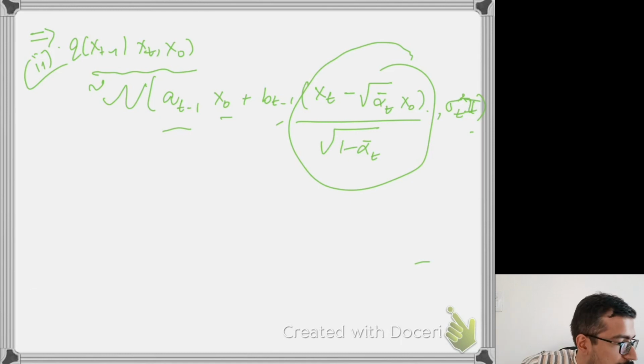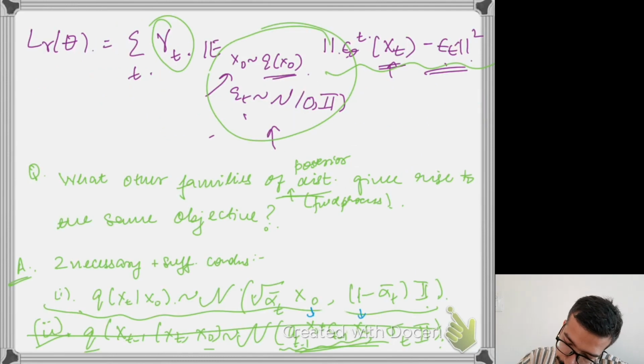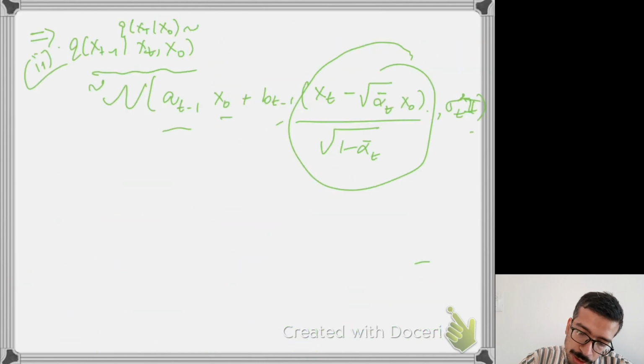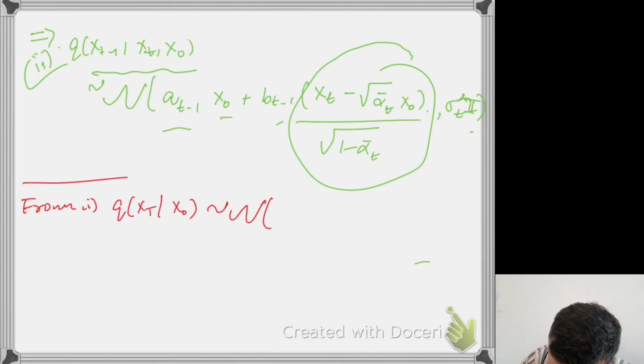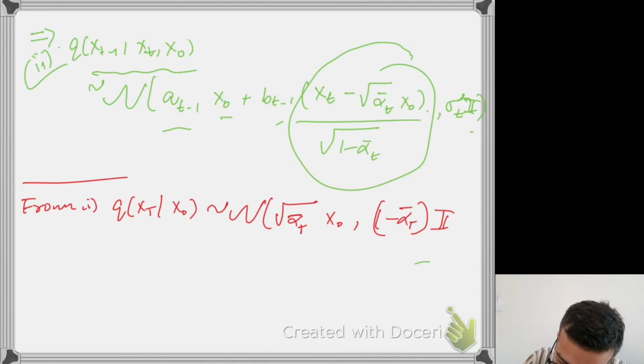Is assumption 1 satisfied or not? Okay, by the way, from the second part, not only q of x_{t-1} given x_t, x naught, I also need q of x capital T given x naught, right? That is essentially coming from the first one. So from the first assumption, we already know what x capital T given x naught is. So this is what I already know.